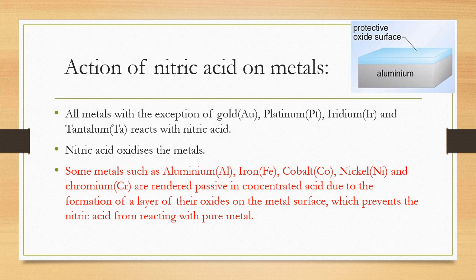So due to the coating over the aluminium, when we add nitric acid, it will not attack that metal surface because the metal surface is already covered by the oxide layer. So due to the oxide layer over the metal surface, the concentrated acid becomes passive. It will be inactive, which prevents the nitric acid from reacting with the pure metal. Aluminium becomes aluminium oxide, iron becomes iron oxide, cobalt oxide. So these will not be affected by the concentrated acid due to the extra layer.